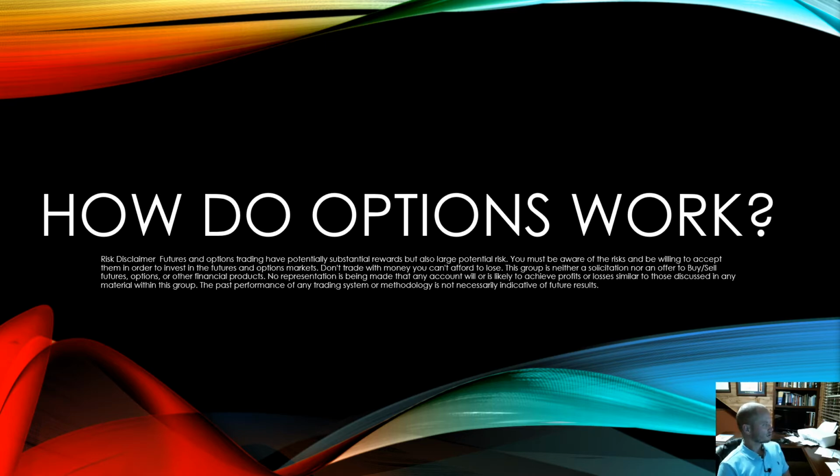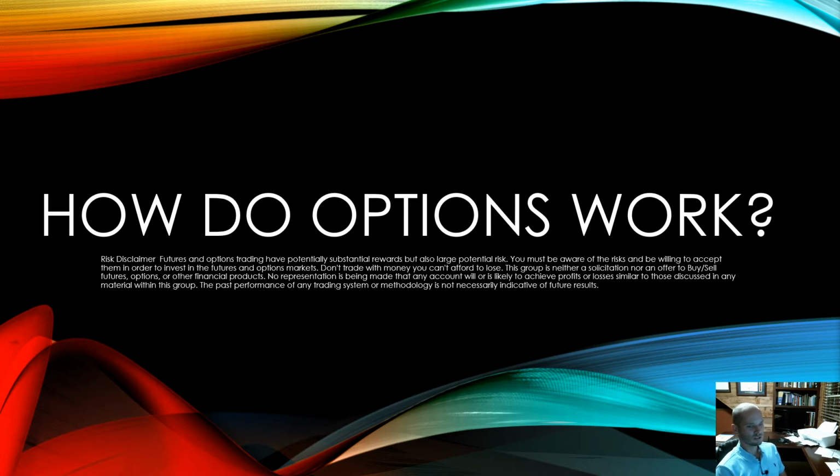So before we move any further, I'd like to say that for a risk disclaimer, futures and options trading have potentially substantial rewards, but also large potential risk. You must be aware of the risk and be willing to accept them in order to invest in the futures and options markets. Don't trade with money you can't afford to lose. This group is neither a solicitation nor an offer to buy or sell futures, options, or other financial products. No representation is being made that any account will or is likely to achieve profits or losses similar to those discussed in any material within this group. The past performance of any trading system or methodology is not necessarily indicative of future results.